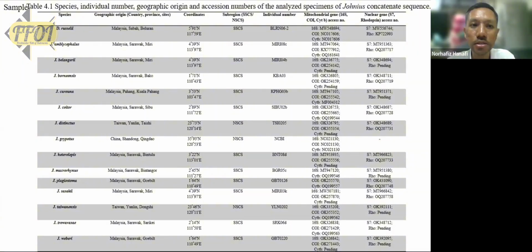Okay, this is where I show I did the molecular work. I did almost 5 genes. For the mitochondrial genes, I did 16S, CO1, cytochrome B. This is for my PhD, so don't dare ask me whether I do molecular work. It was very tough. For the nuclear genes, I did 2: S7 and rhodopsin.